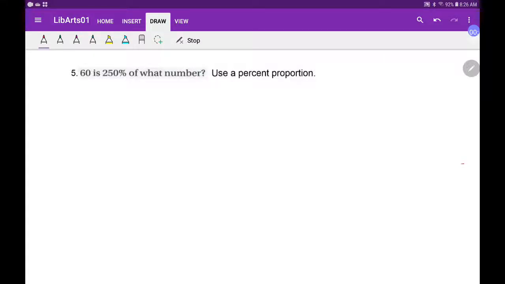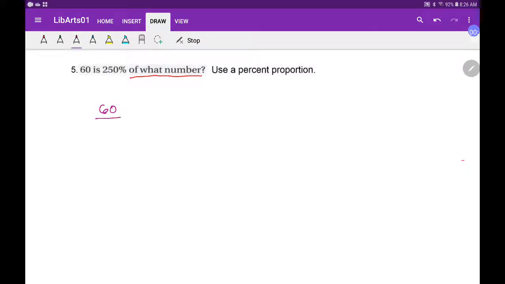It says 60 is 250% of what number? When you see "of," hopefully you're thinking, that's the bottom number. It's "out of." Like, if I had 8 cats and 2 of them didn't have fur, it'd be 2 out of 8. Okay, that kind of thing.